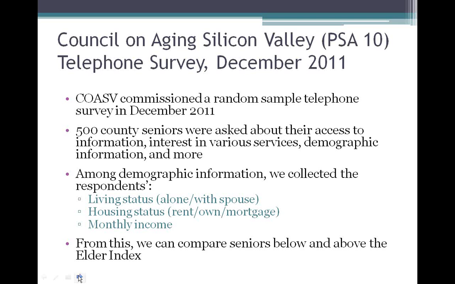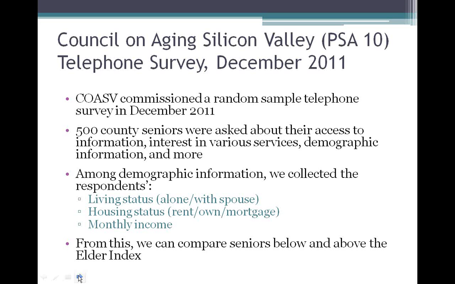I'm with PSA 10 here in Santa Clara County with the Council on Aging Silicon Valley. And I just want to talk about one of the ways that we started using the Elder Index during this planning cycle to find out a little bit more about the seniors in our area. So one of the ways we did it was we commissioned a random sample telephone survey in December of 2011. We contracted an agency to call over 500 county seniors and ask them some basic questions: what their access to senior services was, how they found out information about senior services, what their interest in services was, and of course some demographic information.